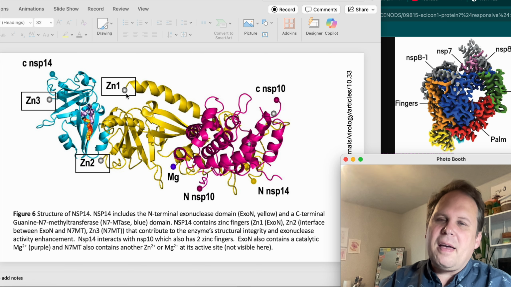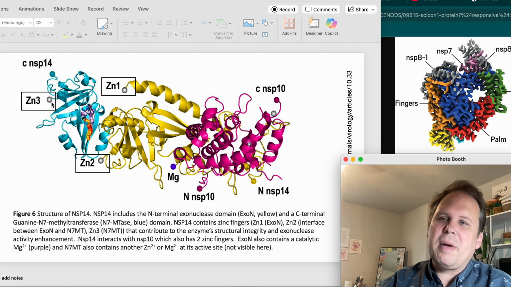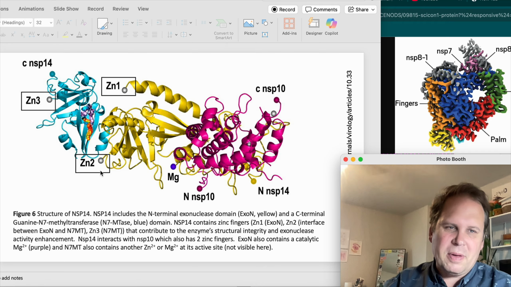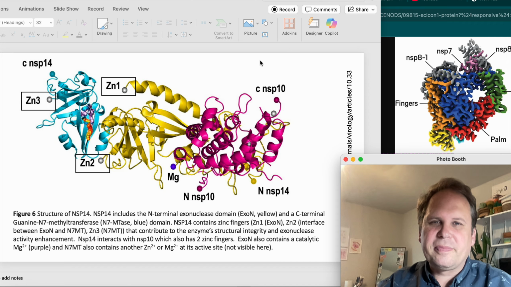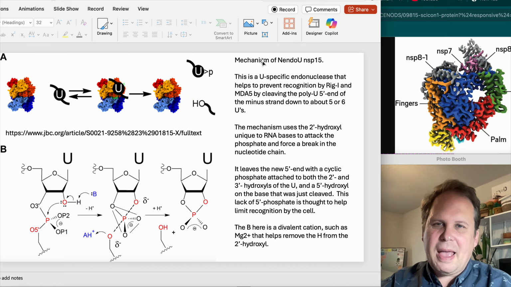and that's how you're going to remove the last nucleotide, the 3' most nucleotide that was added. Here's the zinc binding site of the exonuclease. Here's the zinc at the interface. You see it's interacting with the methyltransferase and with the exonuclease. And here's the zinc binding site over here that's just for NSP14, helps it fold up as far as we're aware. There you go. So that's a capping enzyme.